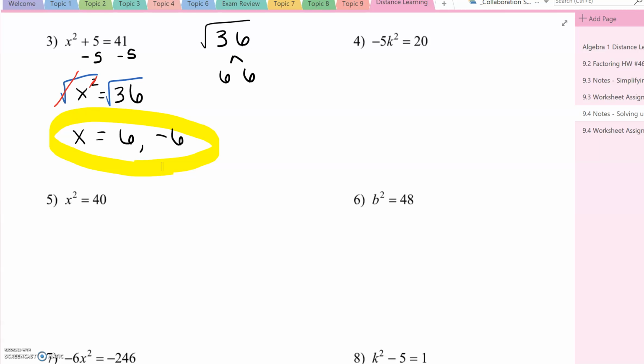What is in front of the k in our way right now? That negative 5, right? We are currently multiplying k squared by negative 5. So to undo multiplication, we divide both sides by negative 5. So we get k squared equals negative 4, because 20 divided by negative 5 is a negative 4. Negative 4 times negative 5 is a positive 20.